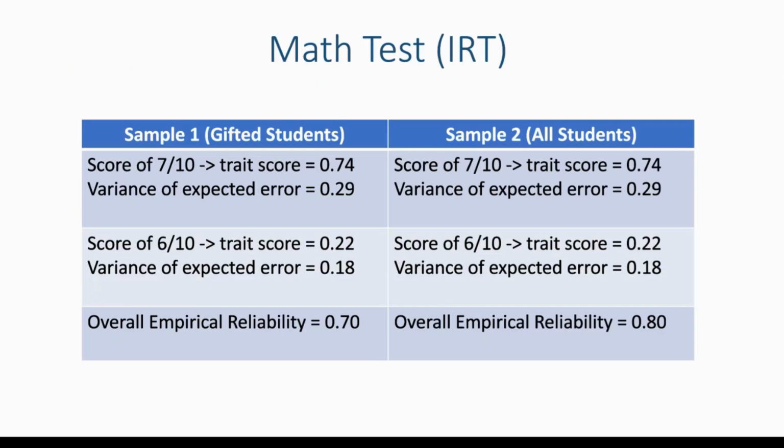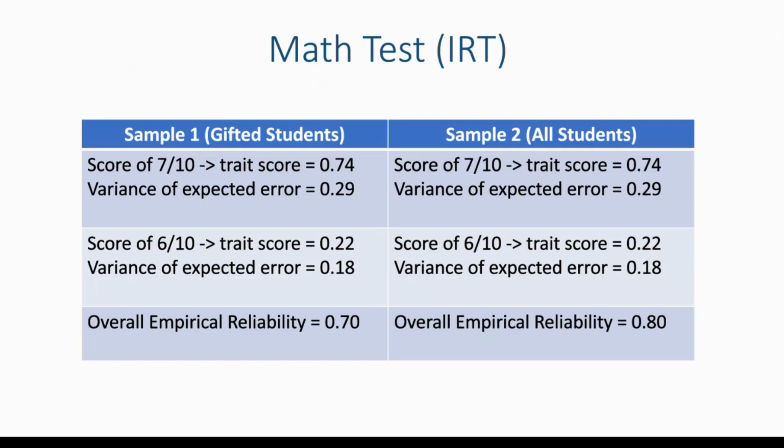Now, you'll notice at the bottom that the reliability is different between the gifted and the all students. This is empirical reliability, meaning we're computing the reliability for that specific group. For the gifted group, it's 0.7, but for all students, it's 0.8. But the key to this slide is that regardless of what sample we give this test to, we'll get the same trait score and the same expected error in trait score based on the response pattern.